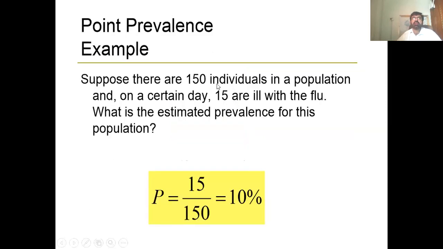Point prevalence: suppose there are 150 individuals in the population, and on a certain day 15 are ill with the flu. What is the estimated prevalence for this period? So 15 out of 150, that becomes 10%.